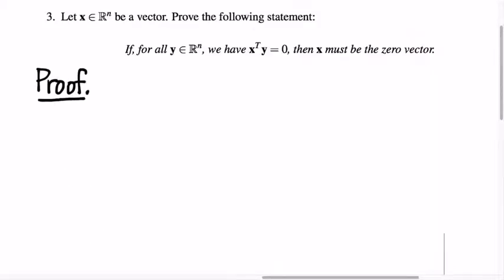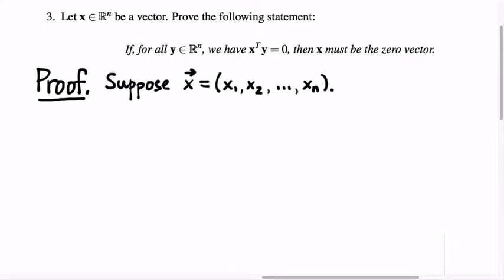In question 3, we're asked to show that it's impossible for a vector to be perpendicular to everything in Rn unless that vector is itself the zero vector. So here's how we can prove that. Let's take x, which is an arbitrary vector in Rn, and let's actually write out its components, x1, x2, up through xn. These are scalars, x is a vector.